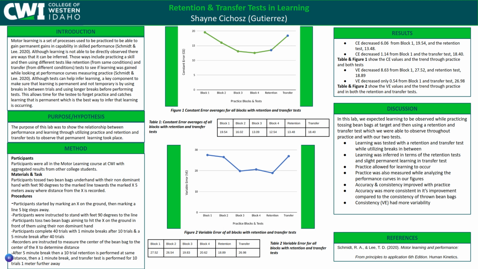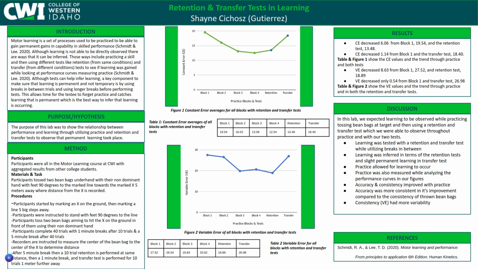So, what we did for this lab was, in our motor learning class at CWI, we used aggregated results from those college students. We had participants toss two bean bags underhand with their non-dominant hand and with feet 90 degrees to a marked line, aiming towards the marked X 5 meters away, where distance from the X is recorded. Participants started by marking an X on the ground and then marking the line 5 big steps away. Participants were instructed to stand with feet 90 degrees to that line. Participants tossed two bean bags aiming to the X on the ground in front of them using their non-dominant hand.